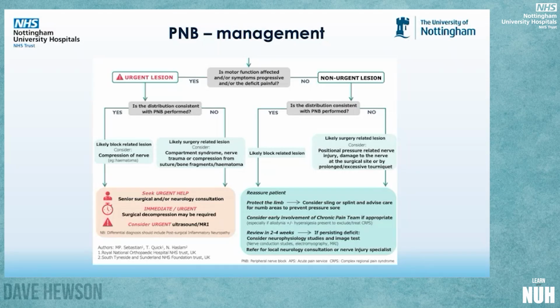If it's a non-urgent lesion, so there isn't a motor deficit and the symptoms are not progressive or painful, again there might be block causes to that, or it could be surgery related. But because it's a non-urgent lesion, there's slightly less urgency to get things like an MRI looking for a hematoma. But we still need to follow those patients up. We may have to consider referral to neurology and nerve conduction studies. So the key message is really just that this algorithm is available to have a look at online.